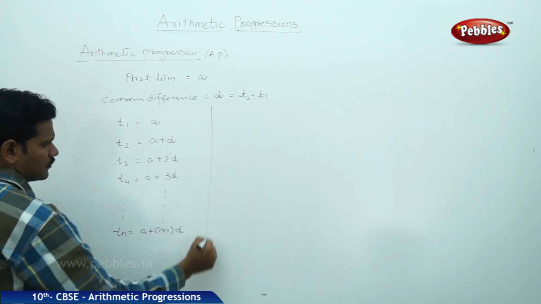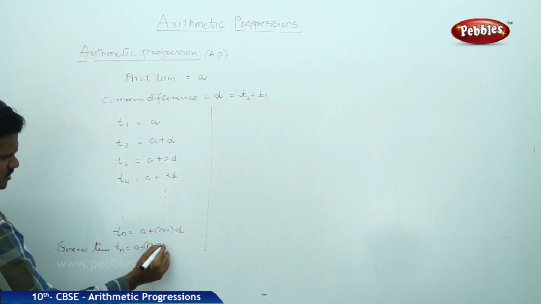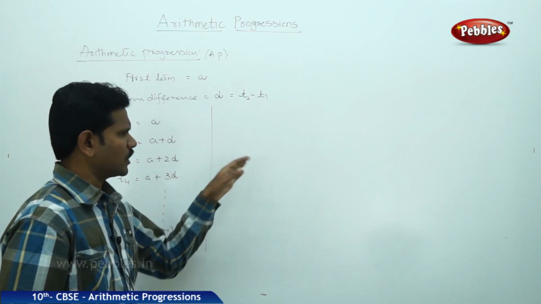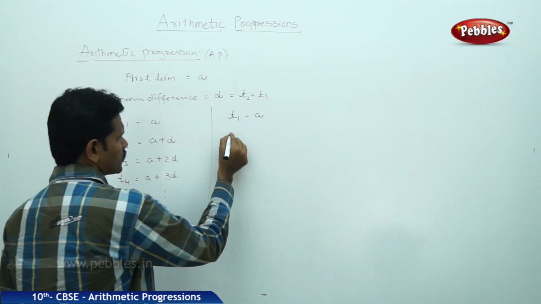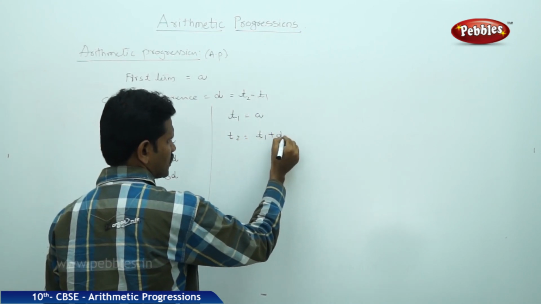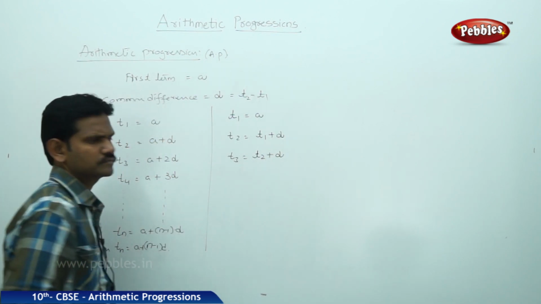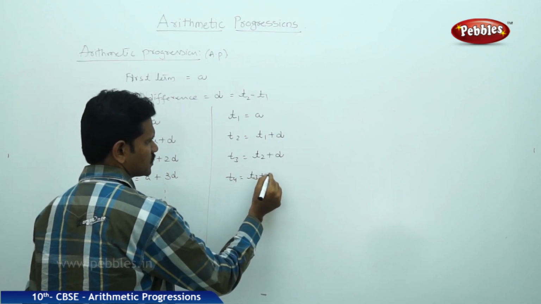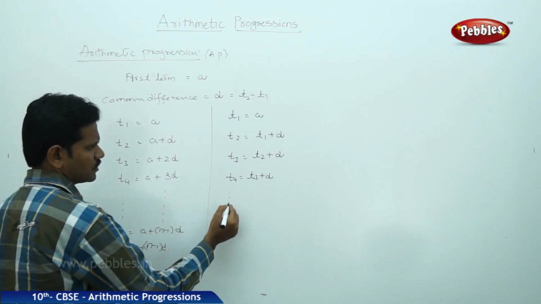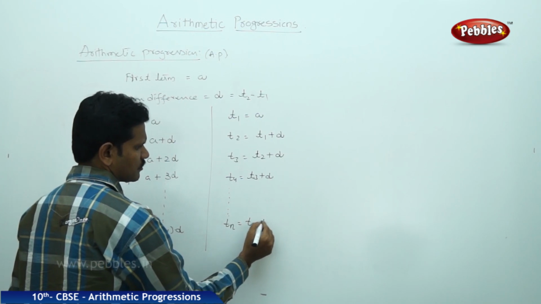This is called the general term. Therefore, the general term Tn is equal to A plus n minus 1 into D. In one more way, we can represent this: T1, the first term, is equal to A, T2 is equal to T1 plus D, T3 is equal to T2 plus D, that is, T3 is its preceding term T2 plus D, T4 is T3 plus D. Similarly, Tn is equal to its preceding term Tn minus 1 plus D.